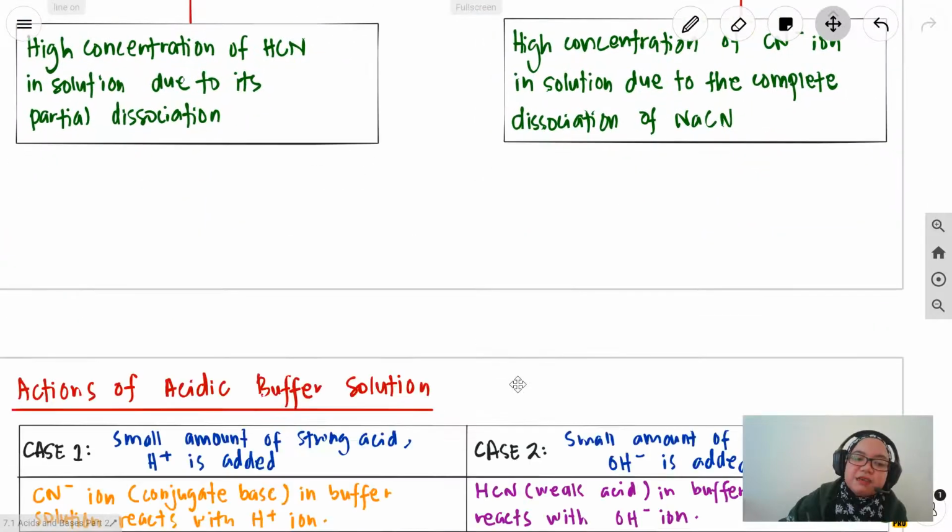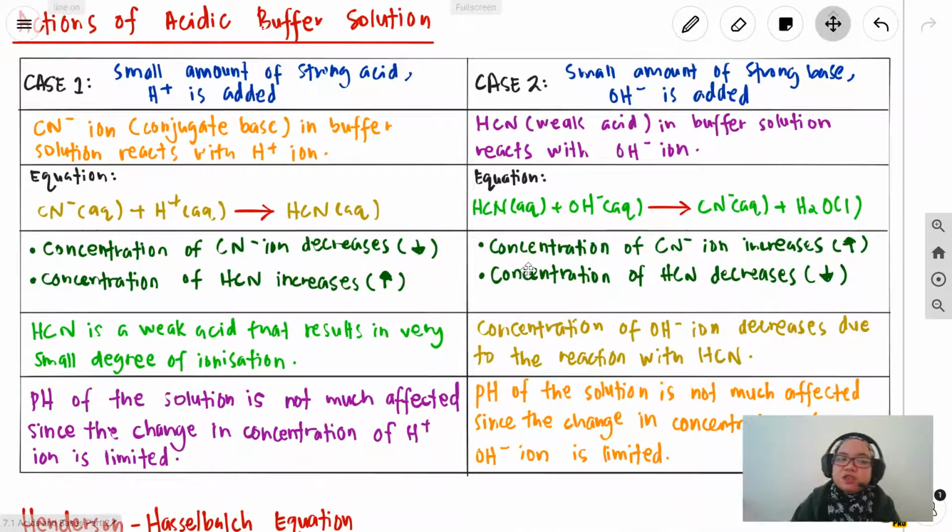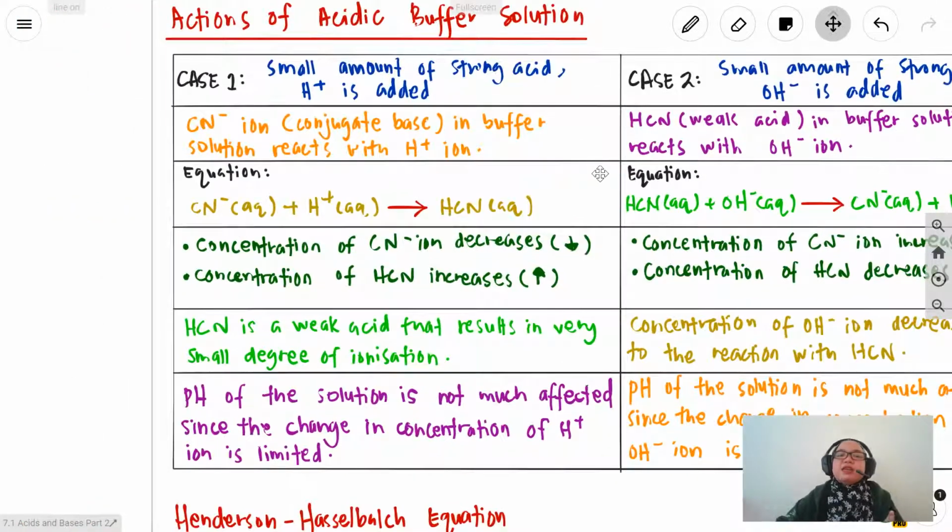So, for an acidic buffer solution, there are two cases that we are going to look into. The first case is when a small amount of strong acid, H plus, is added into the buffer solution. So let's look at the first case first. When we add a small amount of strong acid H plus into the buffer solution, we still use the HCN example from earlier.